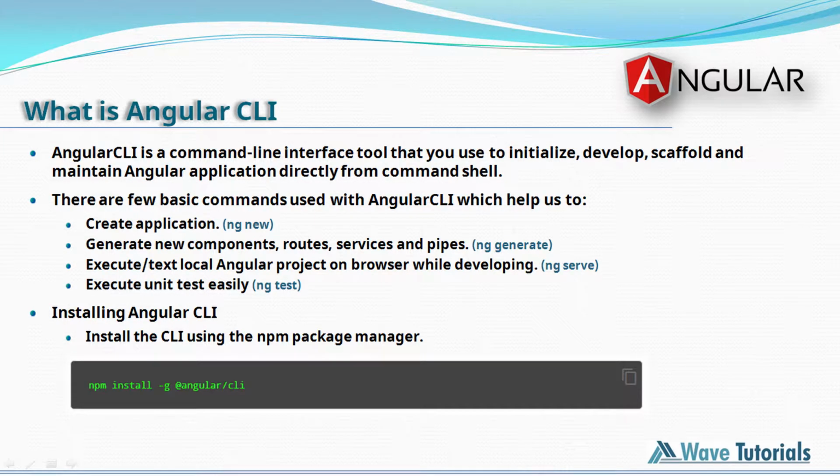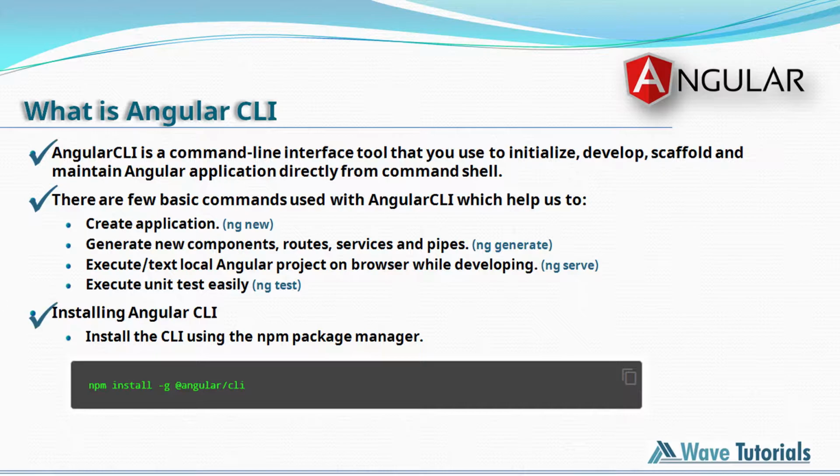What is Angular CLI? Angular CLI is a command line interface tool that we use to initialize, develop, scaffold, and maintain Angular applications directly from the command shell. There are two basic commands used with Angular CLI which help us to generate a new application, like ng new. Also, ng generate will help us to generate new components, routes, services, and pipes. Using ng serve, you can execute your Angular project in the browser on a local environment. Also, using ng test, we can execute our unit tests easily.